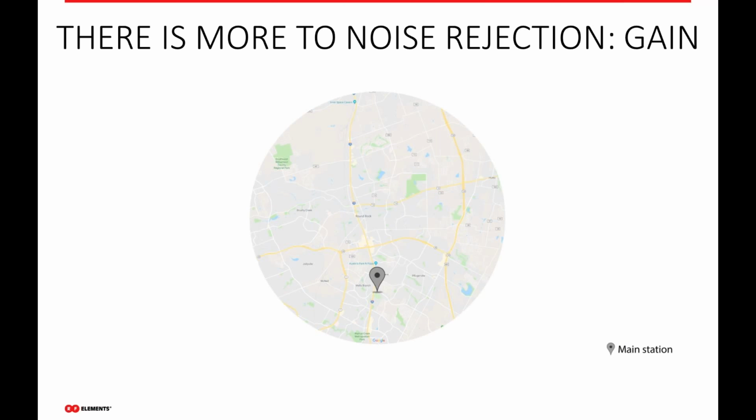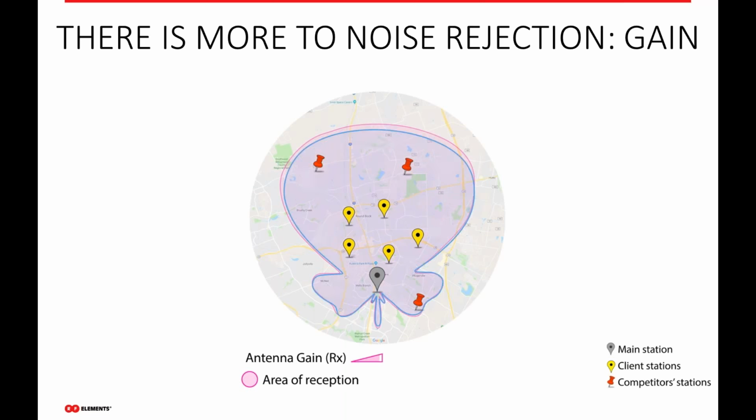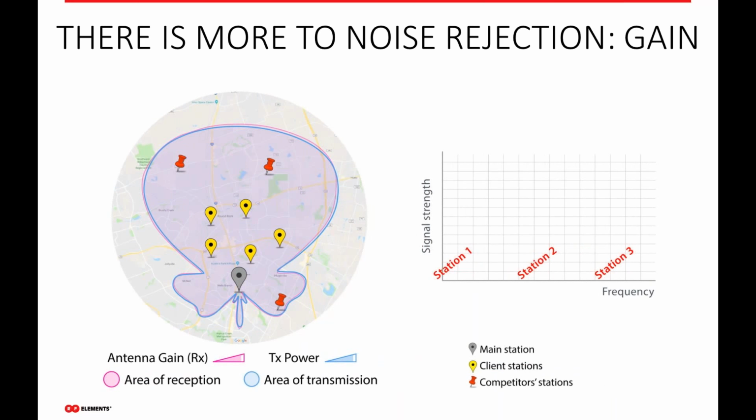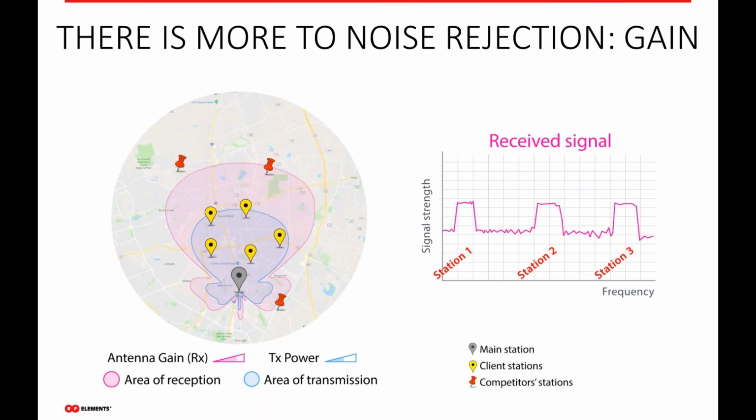So there's more to noise rejection than just no side lobes and precise radiation angles. Really, it's about gain as well, using the appropriate gain for your coverage area. So if we look at the pink and blue areas, we can see the area of reception in pink and the area of transmission in blue. And this is based on TX power. TX power is adjustable, right? So you can grow and shrink your coverage area by adjusting TX power.